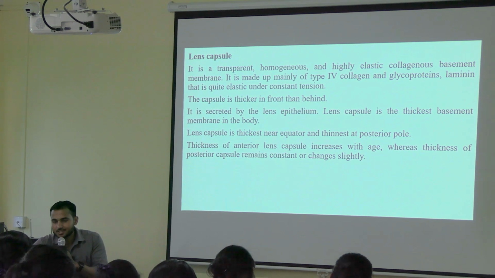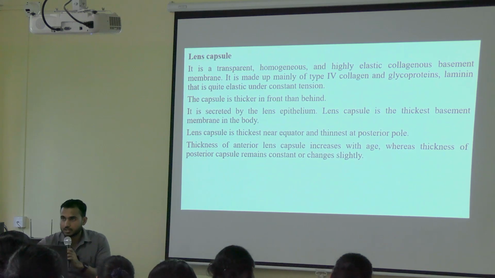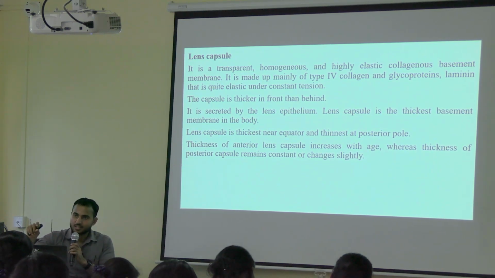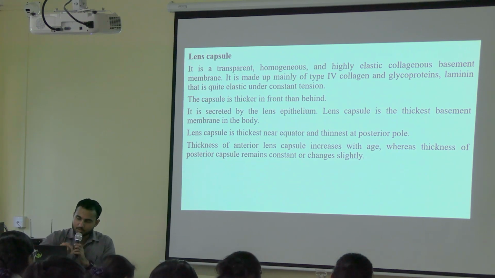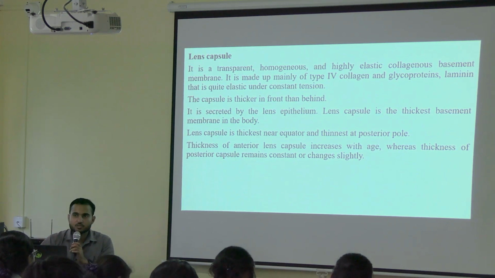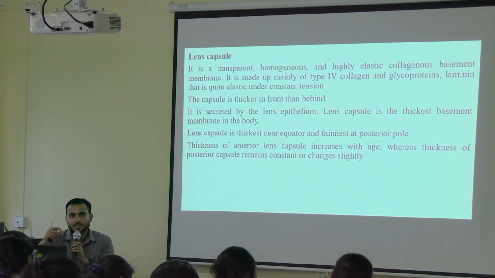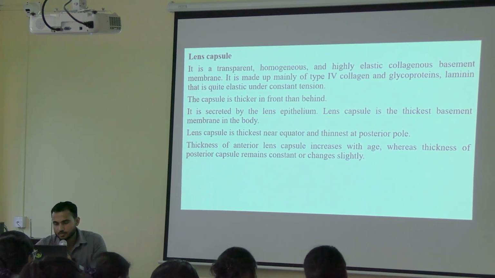Now the lens capsule is thickest near the equator. So on the anterior aspect it is thick. Once it reaches the equator, it is thickest. From there, gradually when it goes posteriorly, the thickness reduces. On the posterior aspect, the thickness is very less.